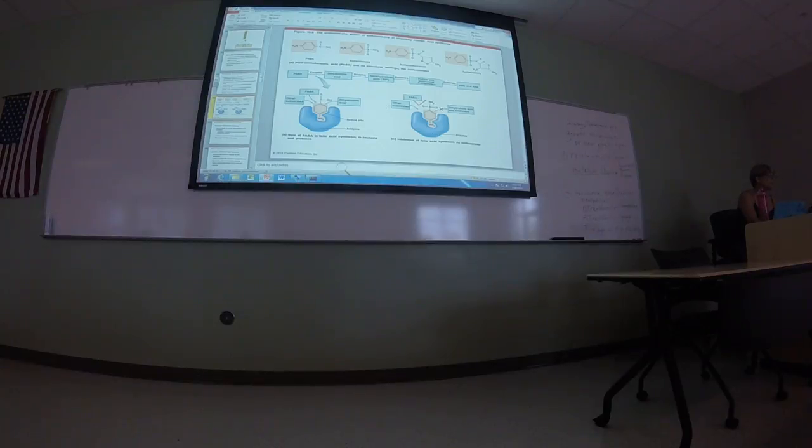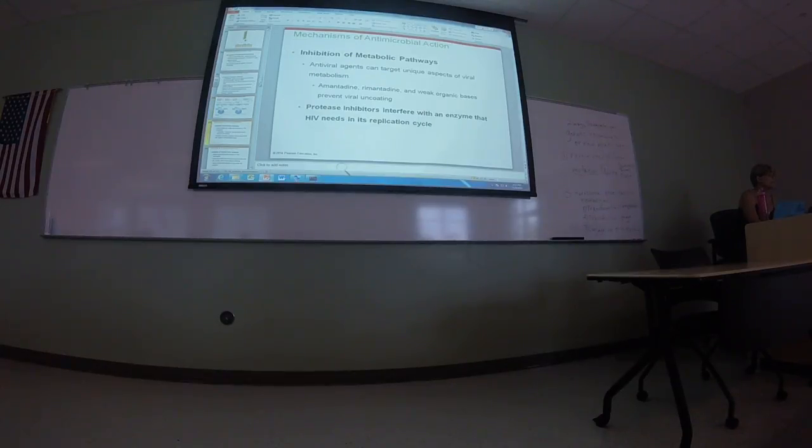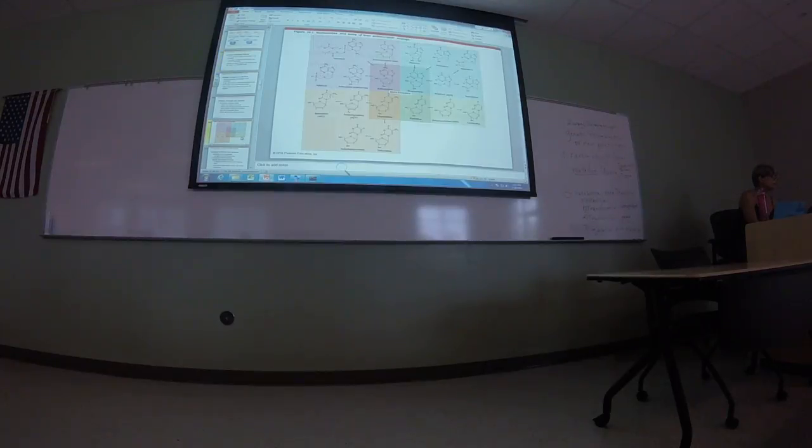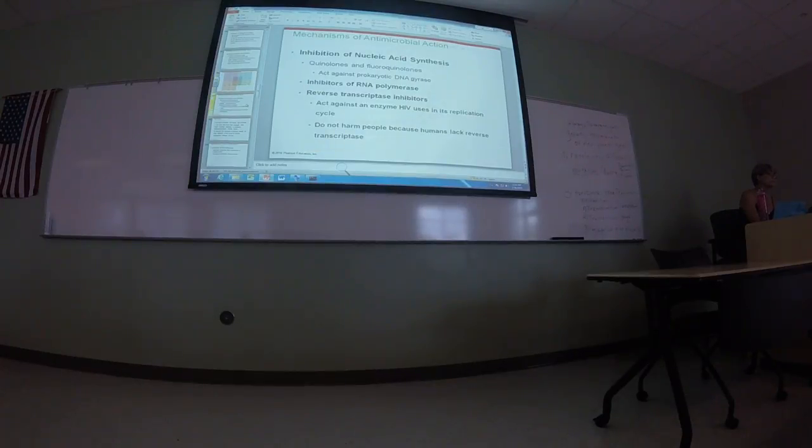Okay, here's your sulfonamides. See, it's plugging up the active site so the PABA can't fit in. There's just so much to cover in one semester, it's ridiculous. These are base analogs. So remember, the bases are A, G, C, T. Base analogs, it's just got a different letter. It's a phony letter. And if you've got phony letters, when you replicate your DNA, it's going to have a lot of phony letters in it, and the cell's not going to know how to read it or what to do with it.